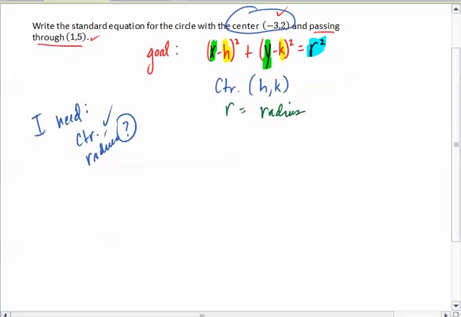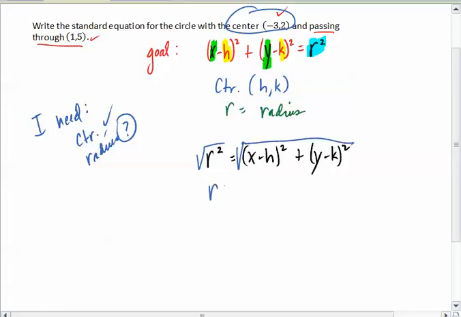Well, if you watched the last video, we already know how the radius relates to the rest of the information. So let's go ahead and write the formula here. We have r squared is (x minus h) squared plus (y minus k) squared. Now, if I want to get the radius, that's my goal here, so I'm going to square root both sides. And here's how I get the radius. It's the distance formula. Again, the distance formula. So let's go ahead and continue by putting in the information.